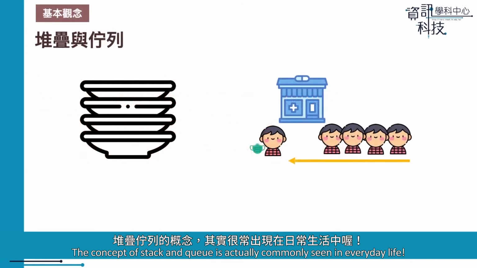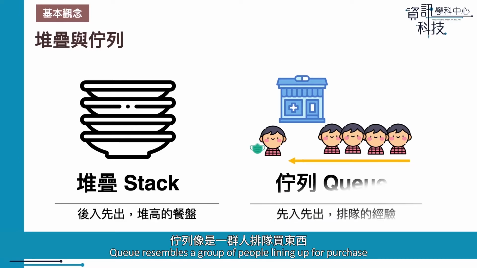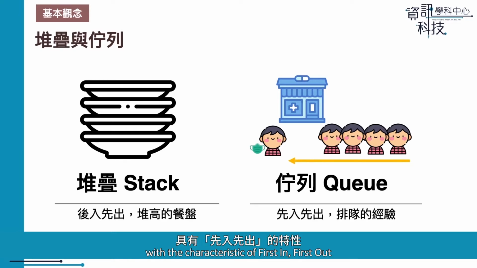The concept of stack and queue is actually commonly seen in everyday life. Stack resembles plates stacked high with the characteristics of last in, first out. Queue resembles a group of people lining up for purchase with the characteristic of first in, first out. Let us begin with stack.